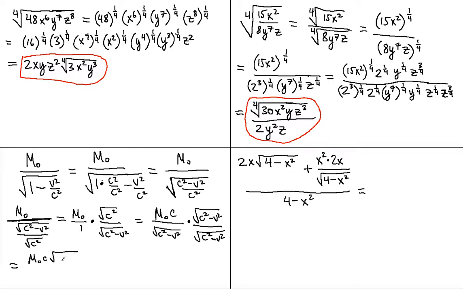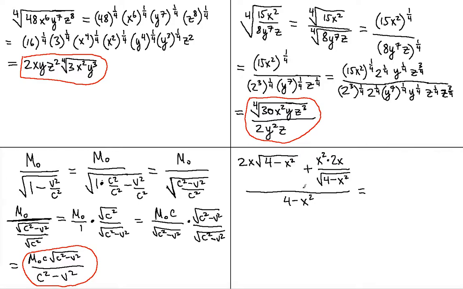m c radical c squared minus v squared divided by, and as you can see, the radical times the radical, the same radicals, is equal to getting rid of the radical and just having the inside clean, c squared minus v squared, like that. So that would be your answer in this case. M times c, radical c squared minus v squared, over c squared minus v squared.